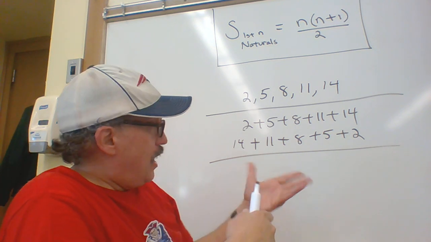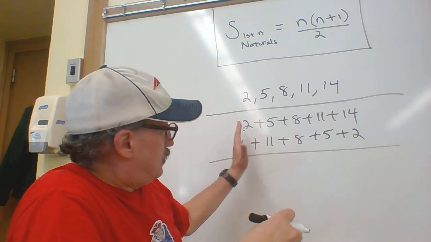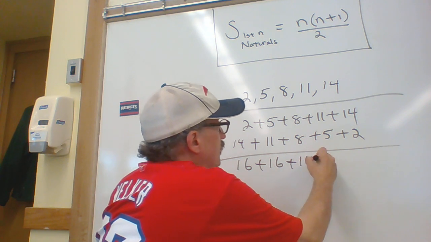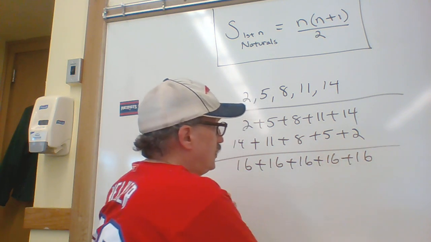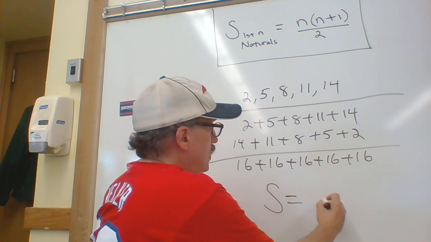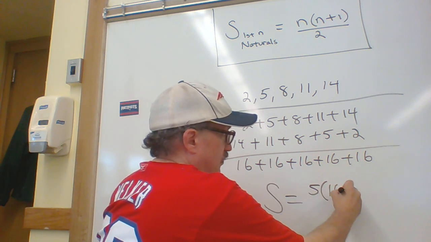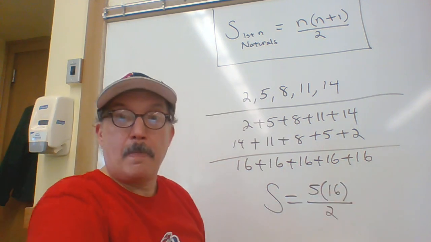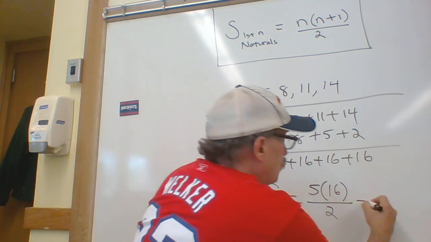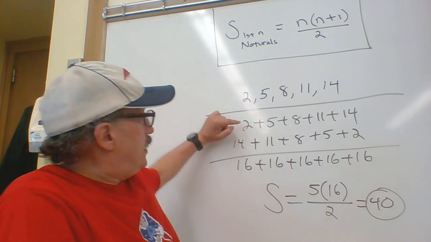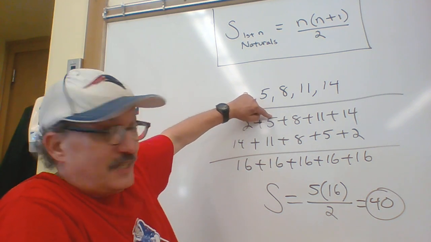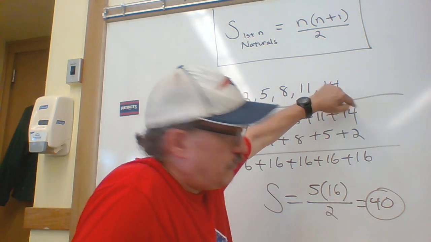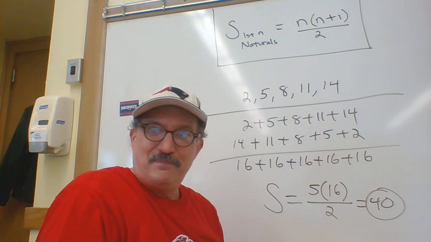Okay? Now, how many 16s are there? There are 5, because there are 5 terms in the series. So we have 16 plus 16 plus 16 plus 16 plus 16. So the sum is 5 16s, but then divided by 2, because again, we don't want 2 of them, we only want 1 of them. 80 divided by 2 is 40. We can easily confirm this. 2 plus 5 is 7, 15, 26, and 40. Okay? Very simple.